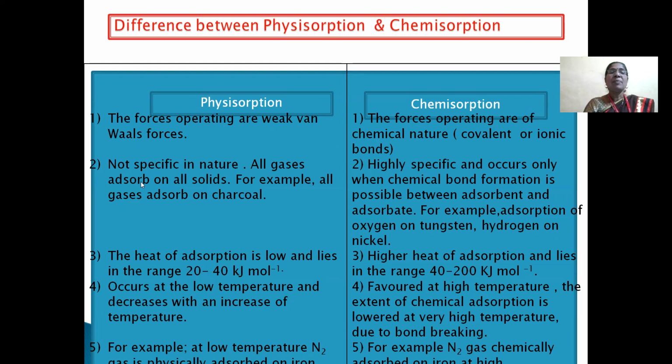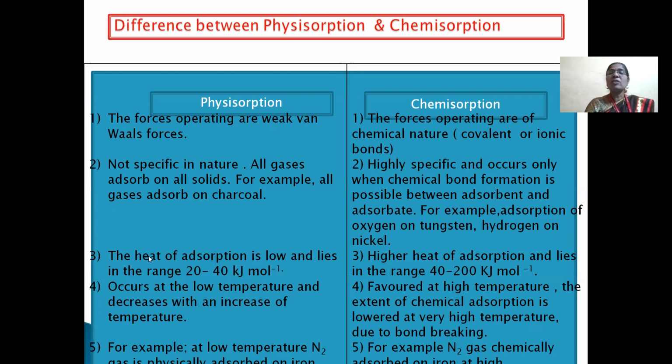Second one, physical adsorption is not specific in nature. All gases are adsorbed on all solids. For example, all gases are adsorbed on charcoal. Chemical adsorption is highly specific and occurs when chemical bond formation is possible between adsorbent and adsorbate. For example, adsorption of oxygen on tungsten, hydrogen on nickel.